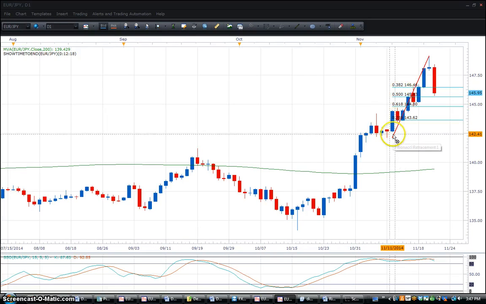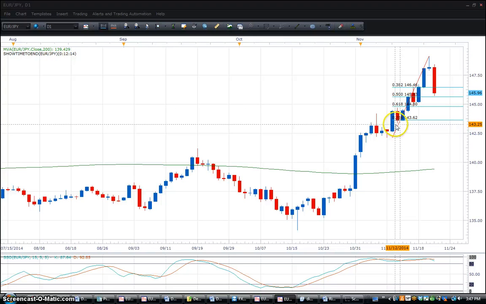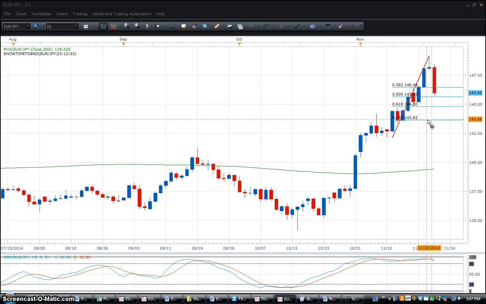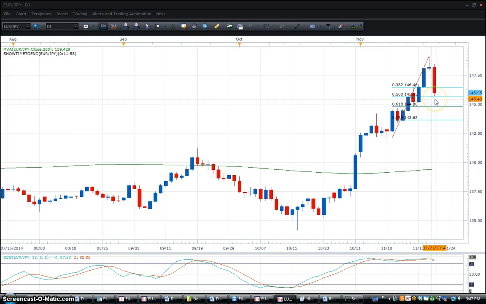And if the whole move, for example, from bottom to top, this red line, is 100% of the move, then if price retraces 38.2%, we're at this fib level. If it retraces 50%, we're there. 61.8, we're there. 78.6, we're at this level. The idea with the fib retracement tool is to wait for price action to stall at one of those fib levels.